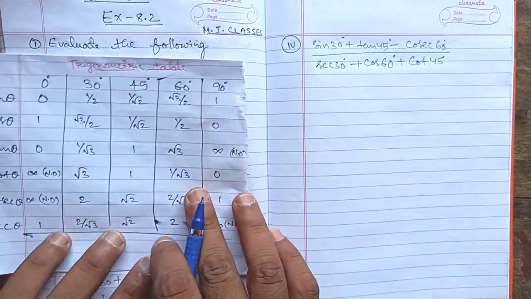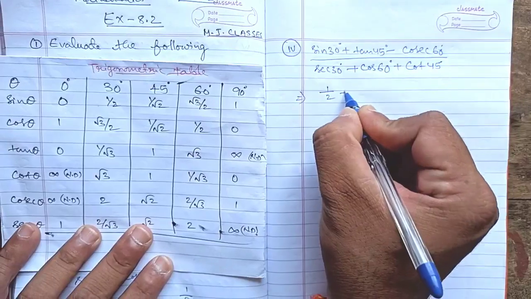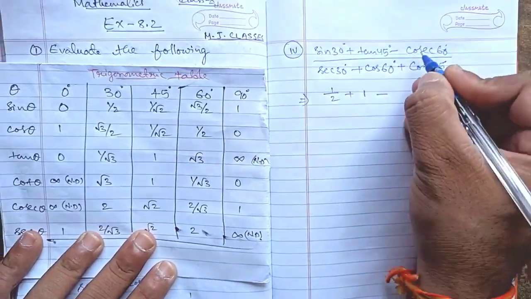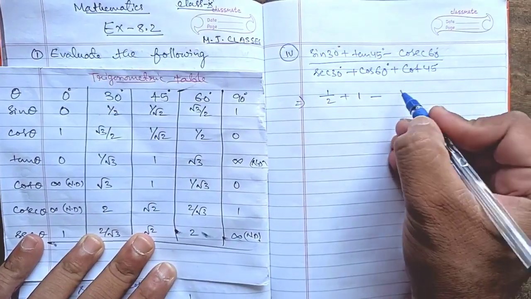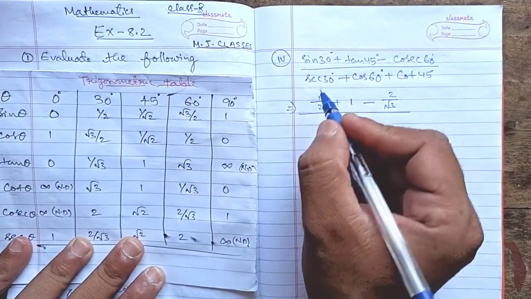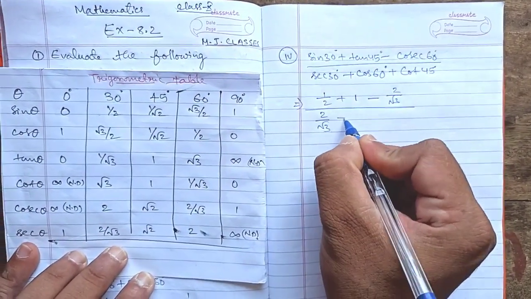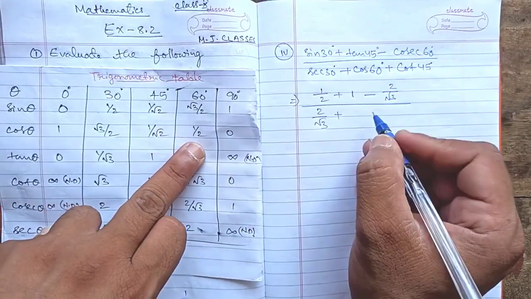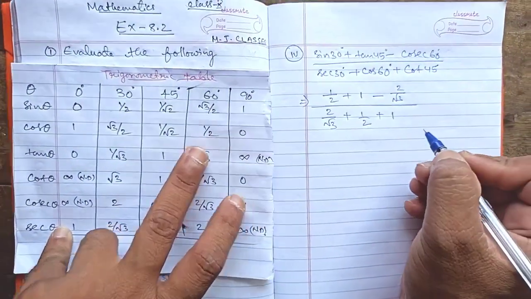Sin 30 degree is 1 by 2 plus tan 45 is 1. Cosec 60 degree is 2 by root 3, whole divided by sec 30. Sec 30 is 2 by root 3, plus cos 60 is 1 by 2, plus cot 45 is 1.